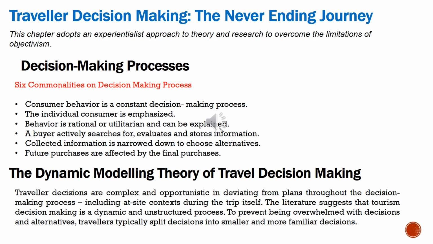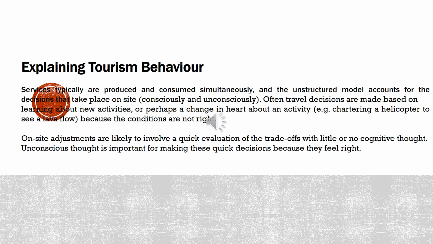Okay? What if the destination he visited right now is good? So what will be the impact? He will recommend it to his or her friends, and whatever those friends say, if it's good, they can influence others too. Okay, so the dynamic modeling theory of travel decision making. Traveler decisions are complex. Okay, so it's varying, they differ, and the motivations and factors also differ. So here, explaining tourism behavior.